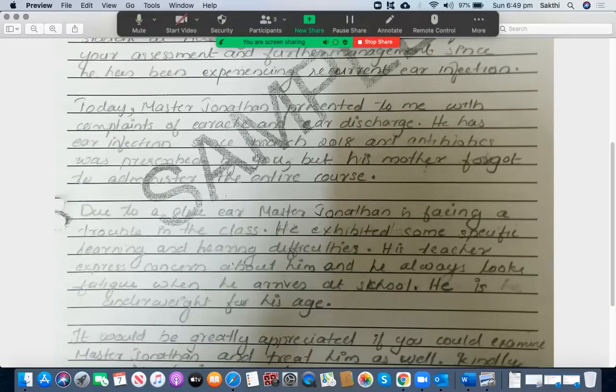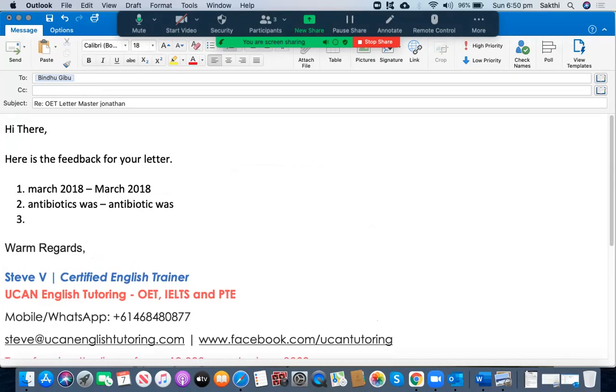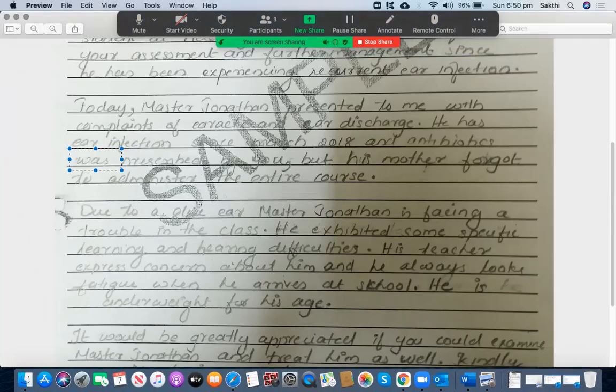And antibiotic was... antibiotics. When you say antibiotics, it's a plural noun, so you have to use "were prescribed". Because only one antibiotic name is written, that's why I wrote "was". But if they mention antibiotic only, then you have to use "an antibiotic was prescribed". Was prescribed by you.